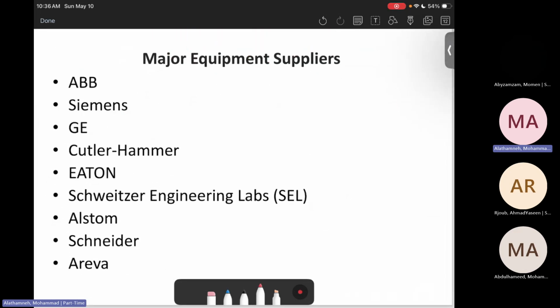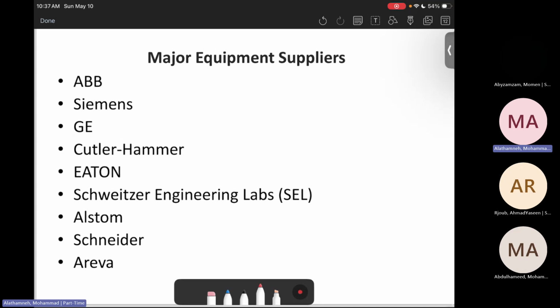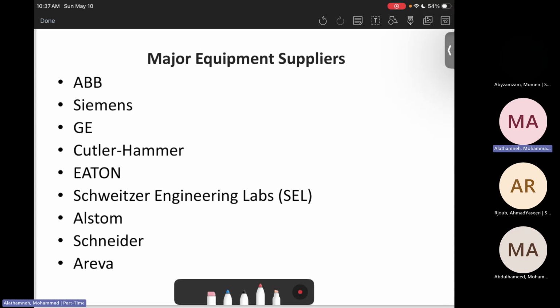Major equipment suppliers. We have ABB, Siemens, GE, Cutler-Hammer, Eaton, Schweitzer Engineering, then Alstom, Schneider, Areva. These are some of the major suppliers, major switchgear companies.